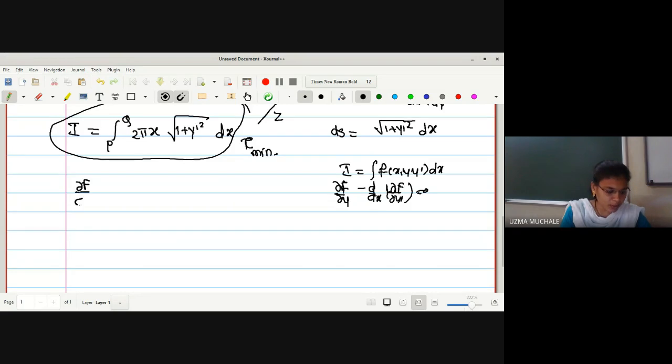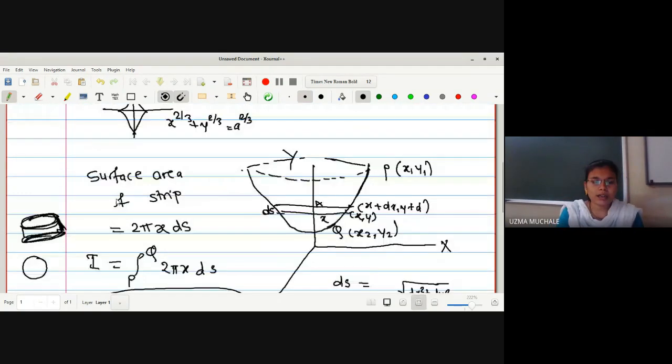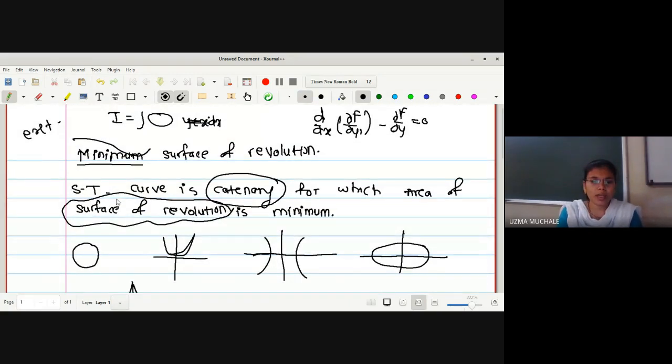Okay, let me now write down the Euler-Lagrange equation. ∂f/∂y minus d/dx of ∂f/∂y' equals 0. What is f in this case? It is 2πx√(1+y'²), so whatever the terms except dx, we have to write down here. Now you have to tell me the derivatives, and we have to solve this so that we can find the equation. The curve we are getting is the equation of a catenary.